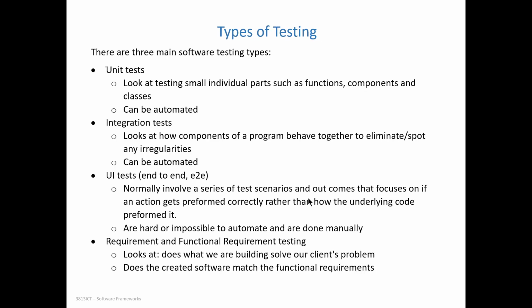There are three main software testing types. We have unit testing, integration testing, and UI or end-to-end testing. Unit testing looks at testing small individual parts such as functions, components and classes. These errors can be removed before the function or component is integrated into a larger system, and these tests can be automated.